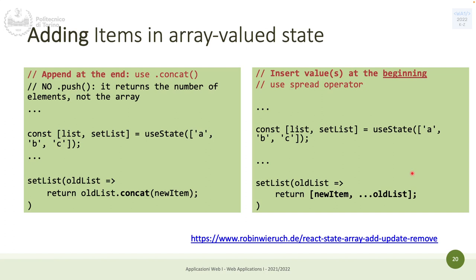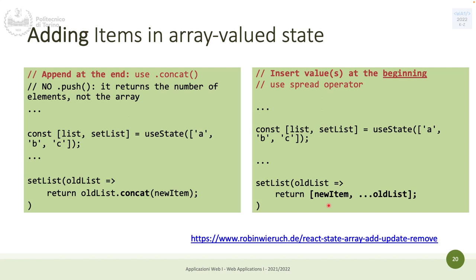So depending on where you want to add things, in the callback inside the setX, where X is a state, you can either write oldList.concat(newItem), and concat will create a new array with everything from the old list and with the new item. Or you can use the spread operator: new item, comma, spread operator, old list, old state, or vice versa, spread operator old list, comma, new item, if you want to append at the end. Concat will always add at the end. With the spread operator, you can choose before or after by changing the order.